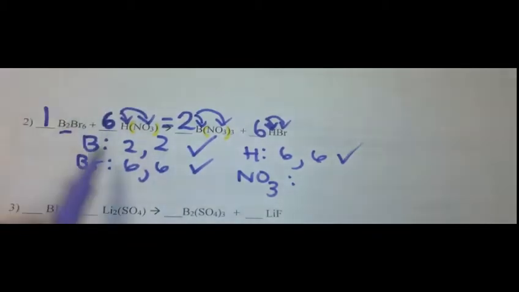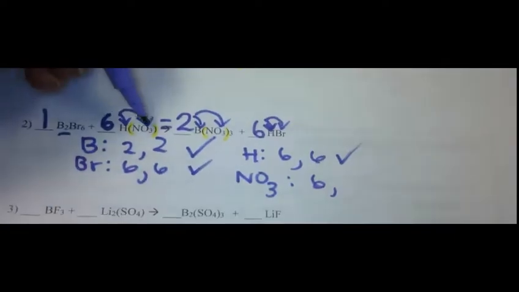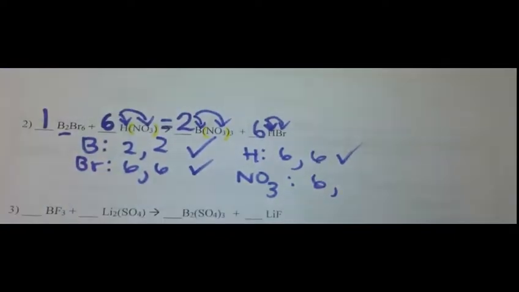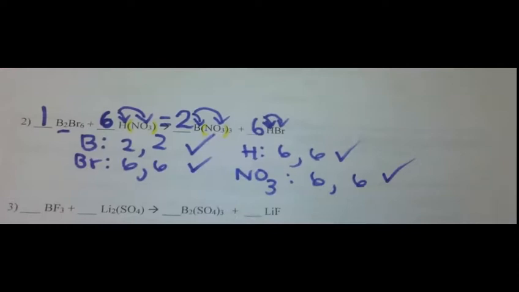And now my NO3s. On the left side of this equation, I have 6 NO3s. Remember, we treat them as a unit. Don't break them up into nitrogens and oxygens. And on the right side, I also have 6, because 2 times 3 is 6. So this one is balanced. Good job. See how much easier it is when we keep our polyatomic ions together? Makes it a lot simpler.